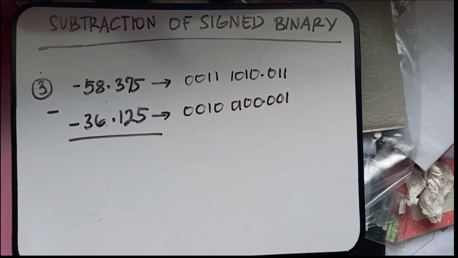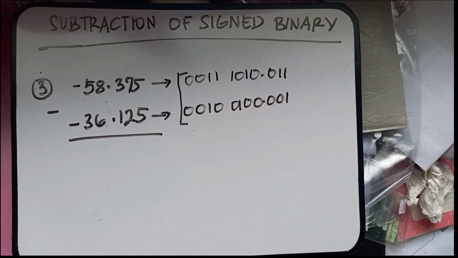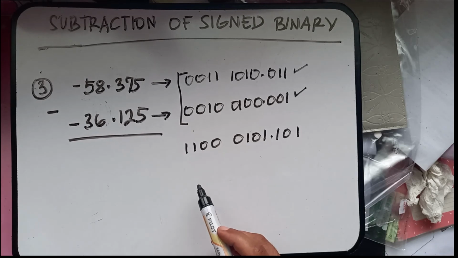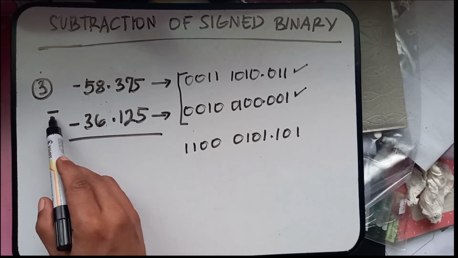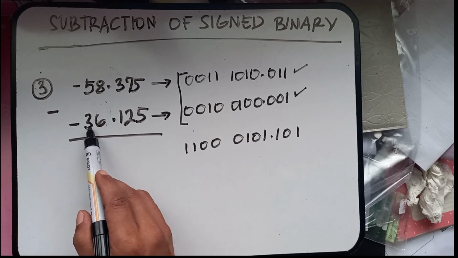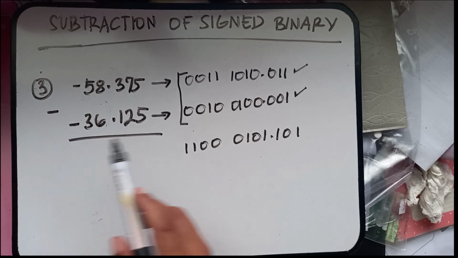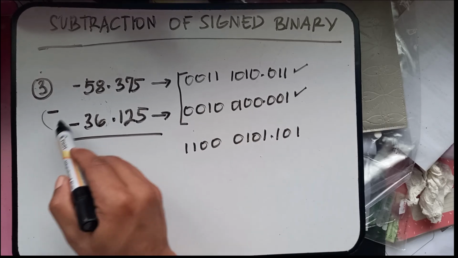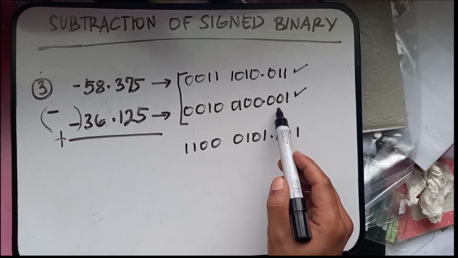So this is now a positive form. Now let's try applying 2's complement on this binary here. Okay. So the 2's complement of the first given, before we apply 2's complement on the second given, remember that this is negative 36. And this symbol here, the minus sign, is also part of the operation. So meaning negative, negative, and this becomes positive. So therefore, there's no need for us to apply 2's complement on this, because negative, negative turns out to become positive. So this becomes positive 36.125. So there's no need for 2's complement on the second given.